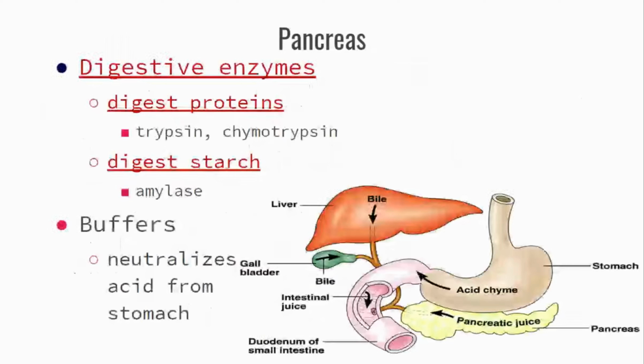Pancreas releases digestive enzymes. Let's look at the ones that digest proteins, which include trypsin and chymotrypsin. The one that digests starch is amylase. Also, it releases buffers that neutralize acid from the stomach.